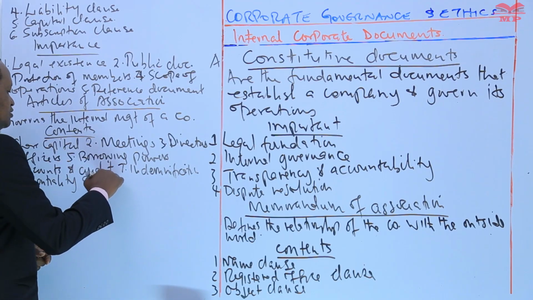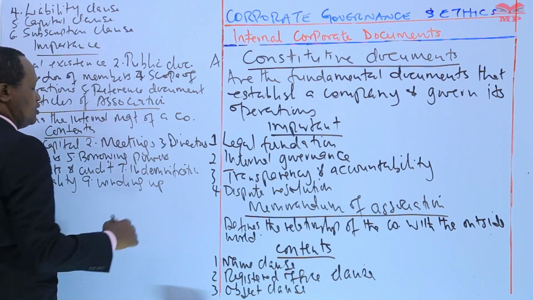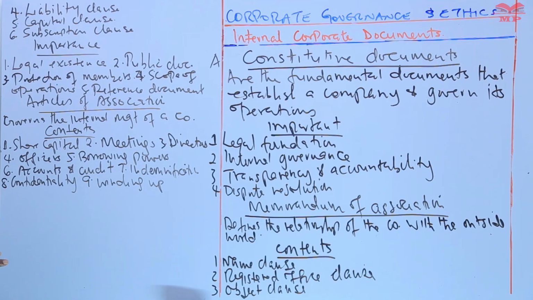Nine, winding up. These are procedures for winding up the company in case of insolvency or in case of any other reason. So these are the contents of Articles of Association, an internal corporate document that governs the internal management and administration of a company. The first content is share capital, number 2, meetings, 3, directors, 4, officers, 5, borrowing powers, 6, accounts and audit, 7, indemnification, 8, confidentiality, 9, winding up.